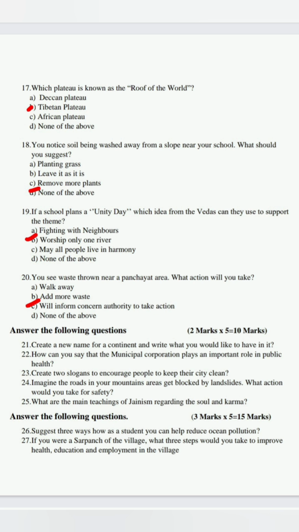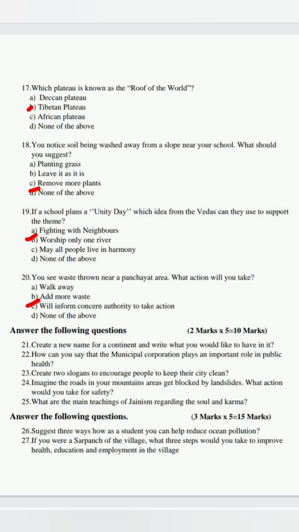Question number 18. You notice soil being washed away from a slope near your school. What would you suggest? Options are A. Planting grass, B. Leave it as it is, C. Remove more plants, and D. None of the above. And the correct option is none of the above.